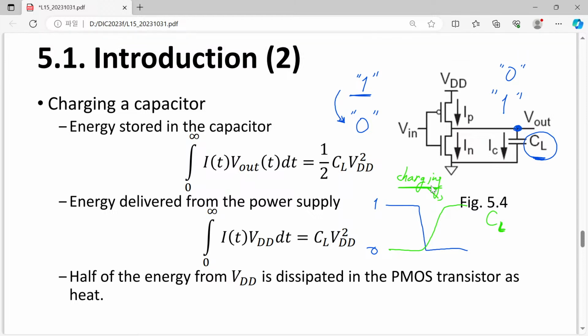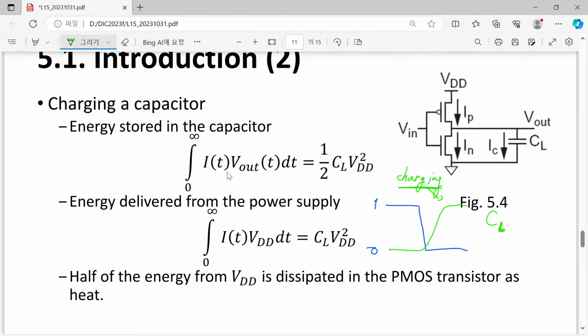Then now I want to discuss how much energy is spent to store or charge our load capacitor. So now think about this one. Here we have I times V. Here I is the capacitor current and V is the capacitor voltage. So you know this is power.